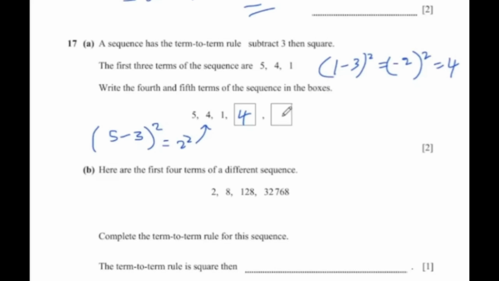Okay, so if here is 4, the next one will be 4 minus 3, squared. So that gives us 1 squared, which is 1. Okay, so it's more like an alternating sequence.